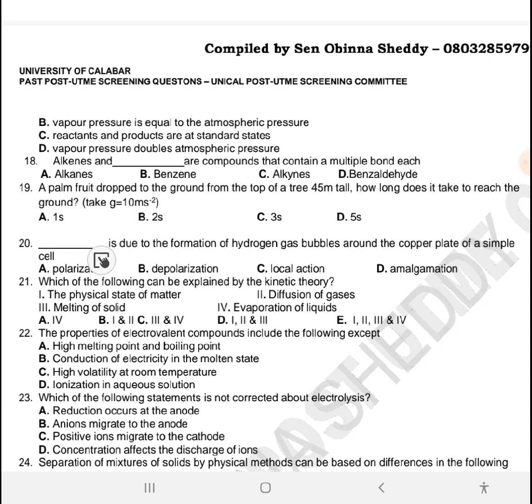Number 20, dash is due to the formation of hydrogen gas bubble around the copper plate of a simple cell. Number 20 is polarization. The hydrogen gas bubble around the copper plate. This one has to do with electrolysis. It's called polarization. Number 21. Which of the following can be explained by the kinetic theory?